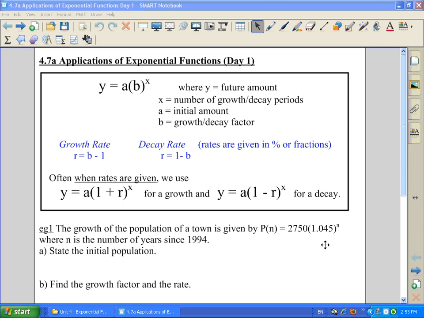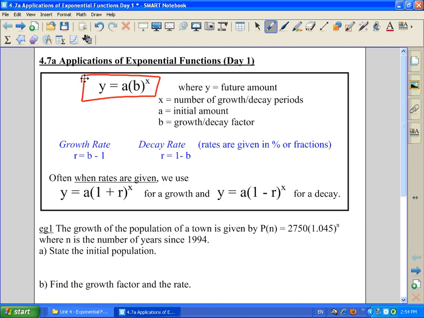any other parent function is x, the variable, is always going to be part of the exponent. That's why we didn't include it as parent functions in our first unit on Intro to Functions. Second of all, there will always be a value for the base, a numerical value telling us if it's a growth or a decay. So we're going to be using this formula, y equals ab to the x, where y is your future amount or your end value, x is the number of growth or decay periods or your time factor, a is your initial amount, and b is either the decay or growth factor.